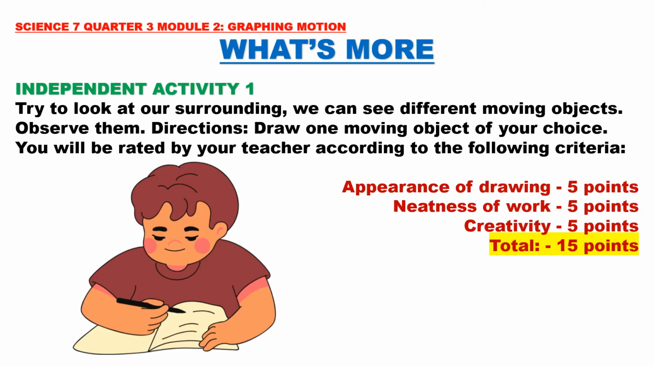So, what's more? We are going to do the following activities. Independent activity 1, try to look at our surrounding. We can see different moving objects. Observe them. Directions: draw one moving object of your choice. You will be rated by your teacher according to the following criteria. Appearance of drawing, 5 points. Neatness of work, 5 points. Creativity, 5 points. For a total of 15 points.